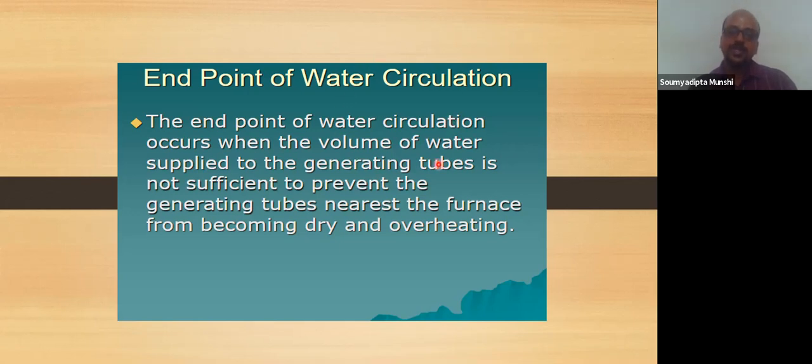Okay, so this is the circulation process inside the boiler: how water comes to the drum and is circulated through the water tubes, and steam is generated, and how steam is stored inside the drum, and after that taken out from the drum to the superheater. So this is the overall circulation process of any boiler.